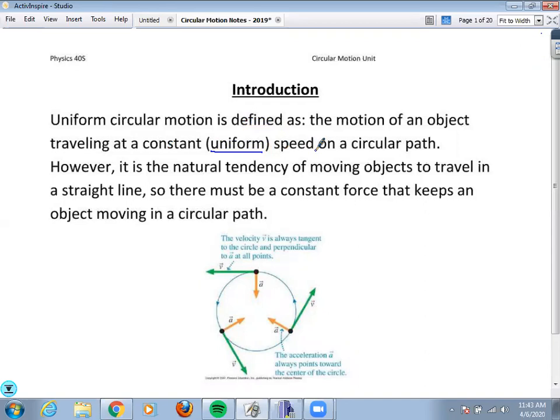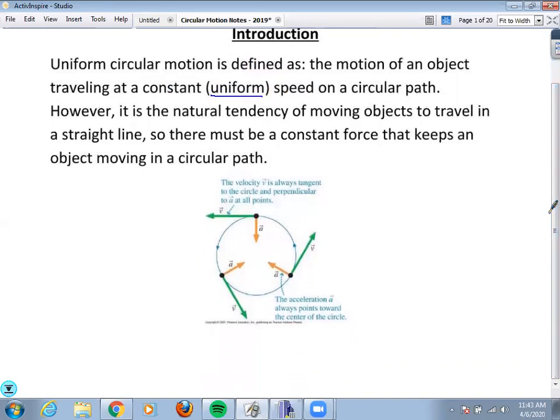If we take a look at the diagram here, the object is clearly moving in a circle. That is the direction of motion. And again, we've talked about the natural tendency of an object to move in a straight line. So something must be happening to keep an object moving in a circular path, which we will be discussing later on. A couple of things become evident here in this diagram.